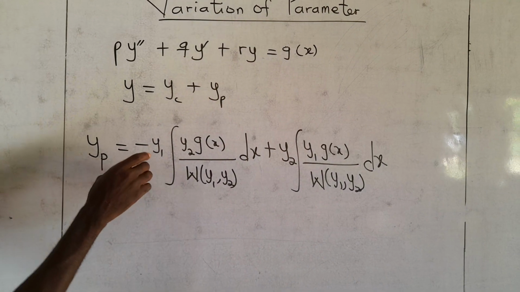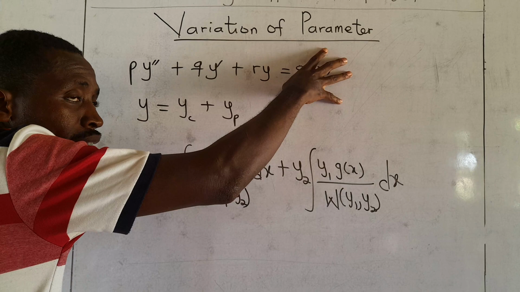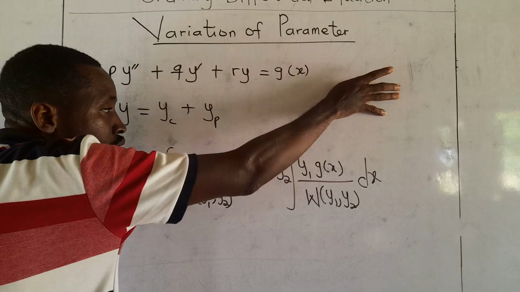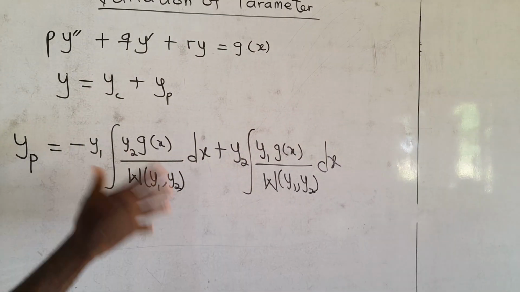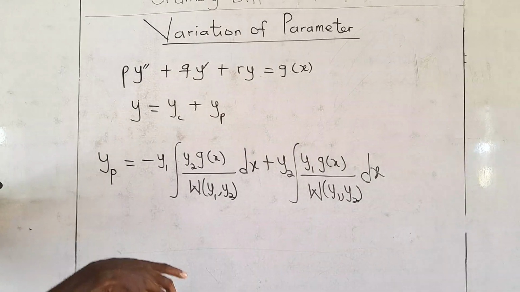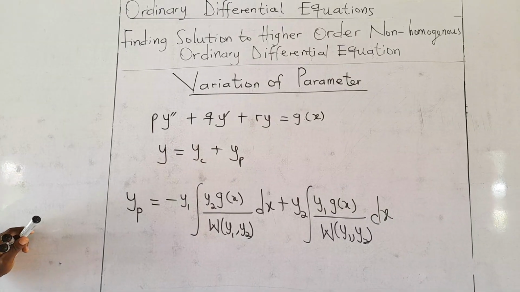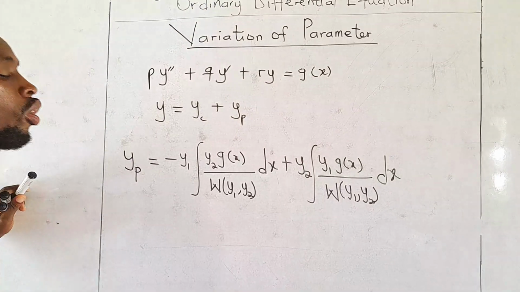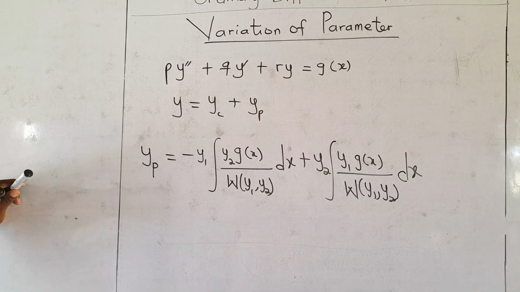Having known this is the Wronskian, the g of x is the part on the non-homogeneous side equal to that function. That function becomes the g of x. Now what are our y1 and our y2? Our y1 and y2 are gotten from the function of the complementary solution without the constants from our solution.